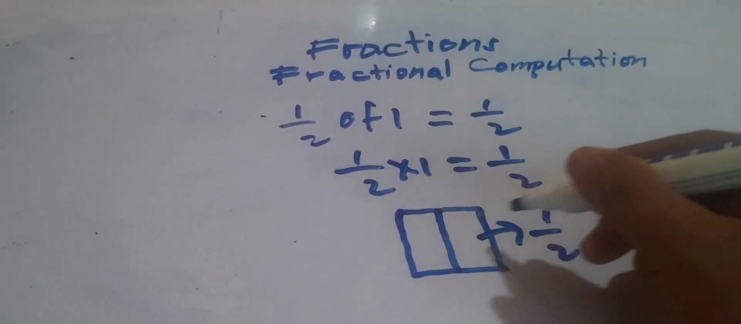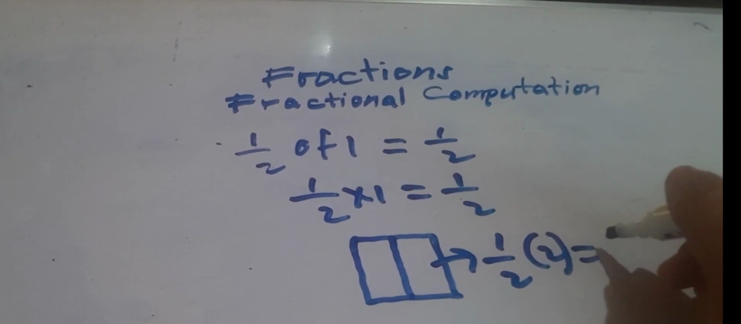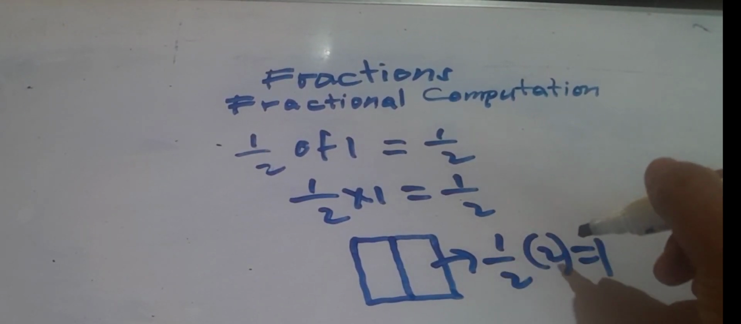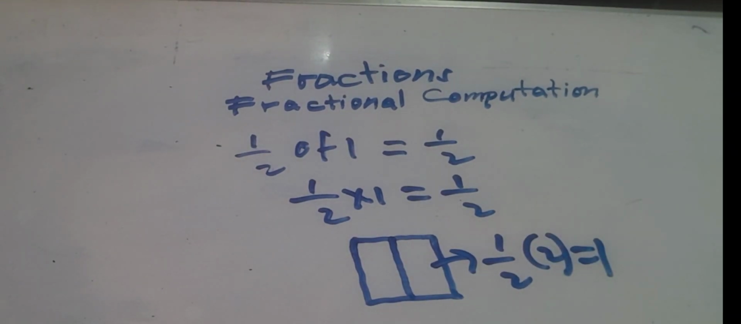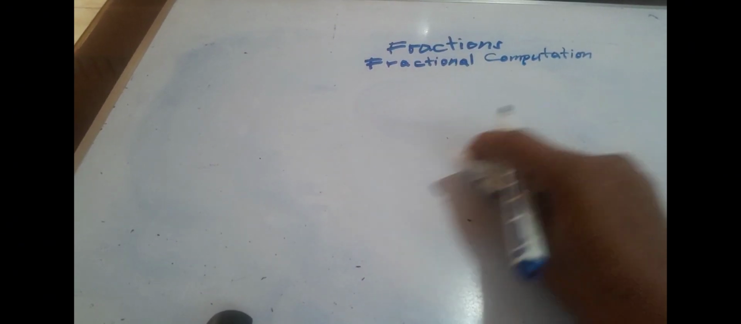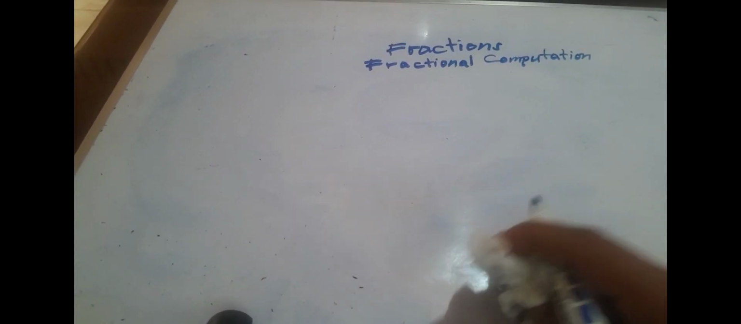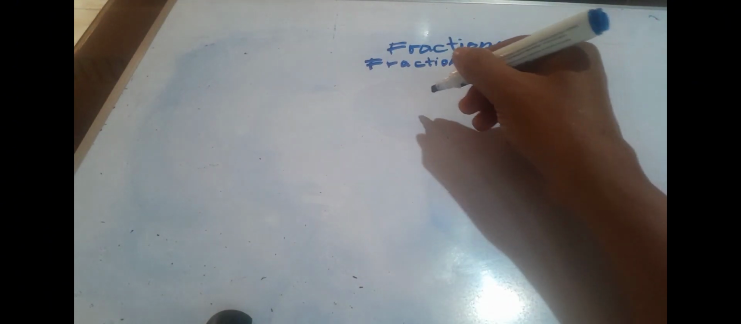How many 1 halves are there? There are 2. To check, 1 half times 2 equals 1, because 1 times 2 divided by 2 is 1. So let's proceed to the next question. I am starting with a simple question because it is very understood that the 1 half of 1 is 1 half.